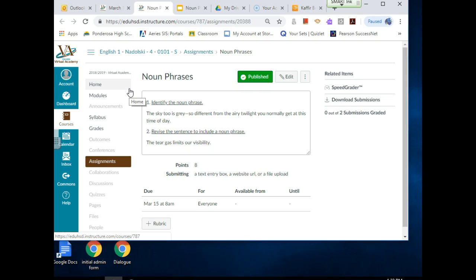And then number 2 says revise the sentence to include a noun phrase. So it says the tear gas limits our visibility. How can I rewrite that sentence to include a noun phrase? Can we just do this in the text entry? Yeah, perfect. Would you care if I bolded the noun phrase? Nope. Here, let me just read that.